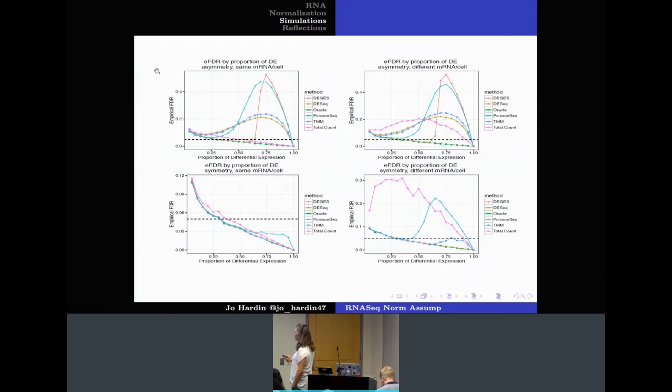So really the key takeaway here is that a lot of these methods that use that middle to benchmark, right, that middle to kind of grab onto, they fall apart when you have a lot of differential expression.